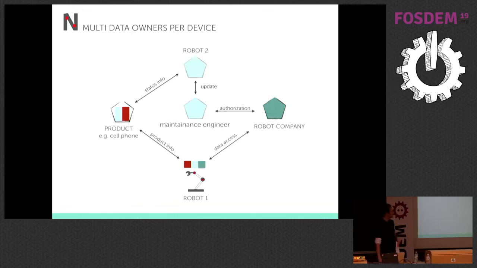And if the maintenance engineer would like to repair something, he has to call out to the robot company to get an authorization. The robot company has to talk to the robot 1 and say the maintenance engineer is now allowed to alter some data. And finally, then the maintenance engineer can fix the production procedure of the robot 1. So what's important on this picture is that there are 3 different data sets, and each data set has a different data owner. And for each data owner, you have different authorization and authentication rules.